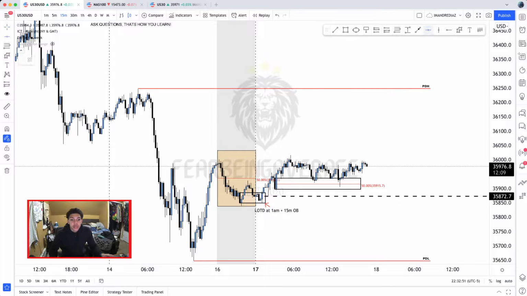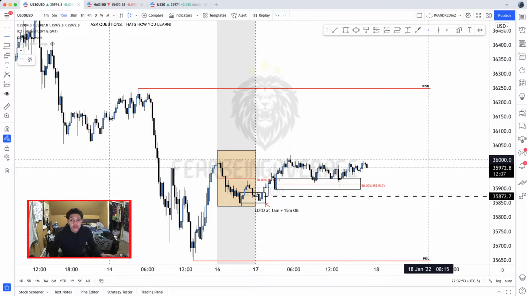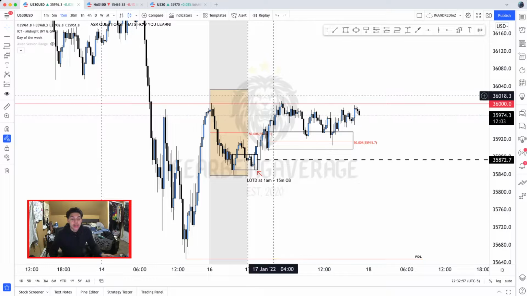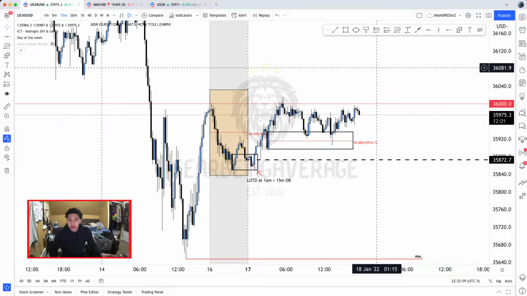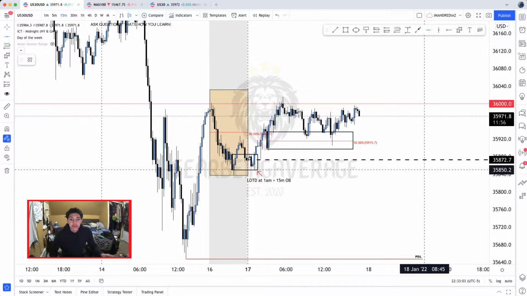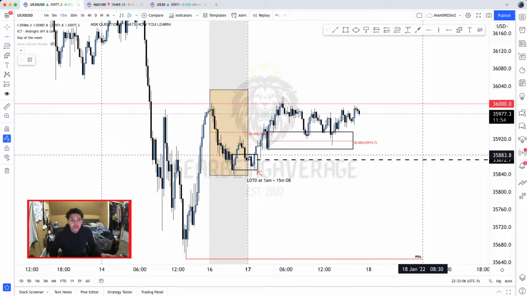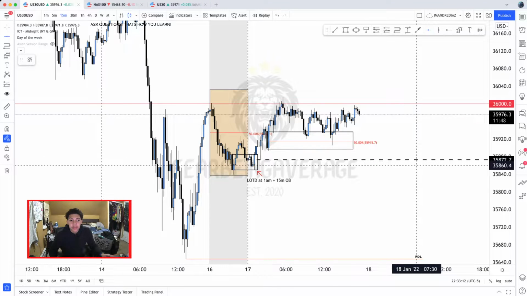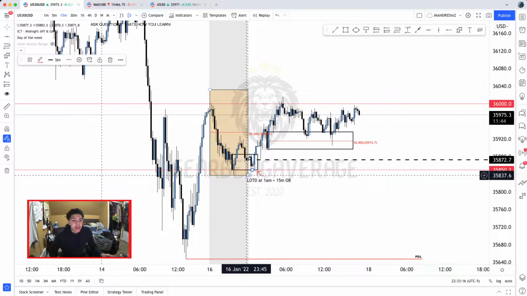We can also see that this is right at the 36,000 whole number level, big figure level, institutional level, psychological level, whatever you guys want to call it. I'm just going to call it the big figure level. And then you can see all the way down here we have our other whole number levels, but none of these really matter. The only other level that I would take into consideration is 35,850. Why 850? Because this is right where price came down to at that 1 a.m.